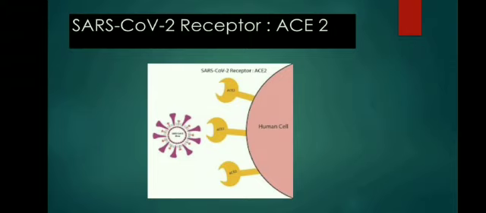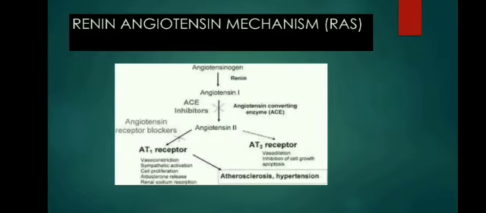In this 7th slide, we can see SARS-CoV-2 attaches to the ACE2 receptor, which is present in our body's lungs, and that is very harmful to us. So in the next slide, we can see the detailed mechanism of the renin-angiotensin system.